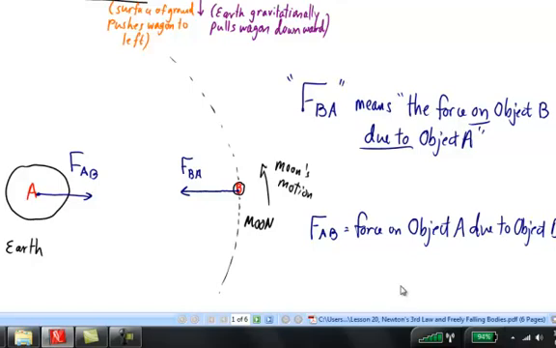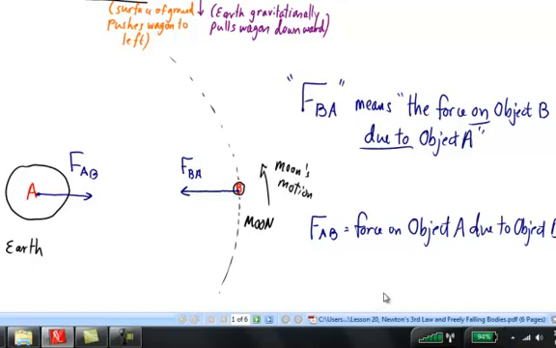Now, you might say, well, why don't we see the Earth moving in response to the Moon's force? And the answer to that question is that the Earth is much more massive than the Moon, so we notice that force on the Moon more than we notice it on the Earth. But the Earth still experiences that force. Now, we would say these two forces are action and reaction pairs. The two forces are equal in magnitude, and they are opposite in direction.